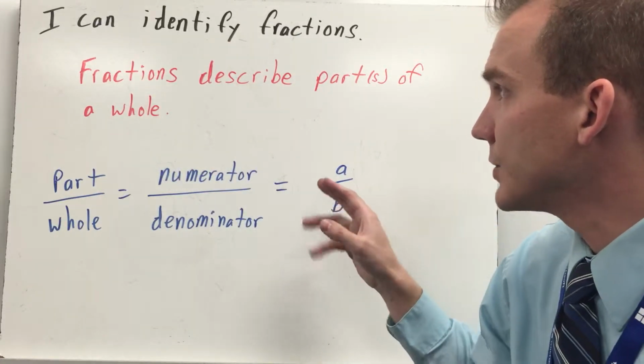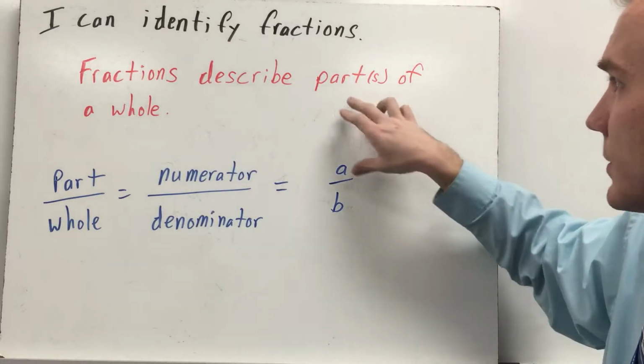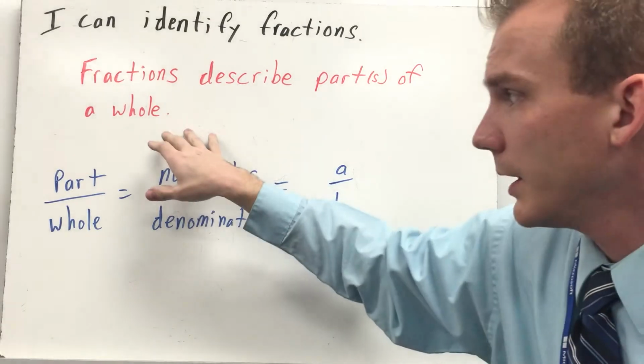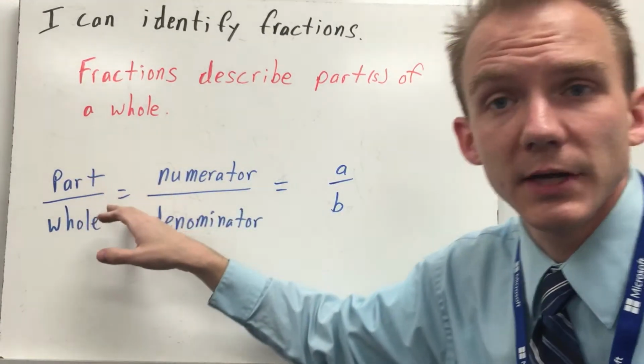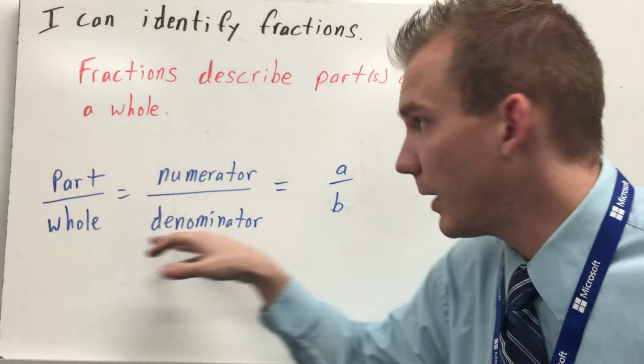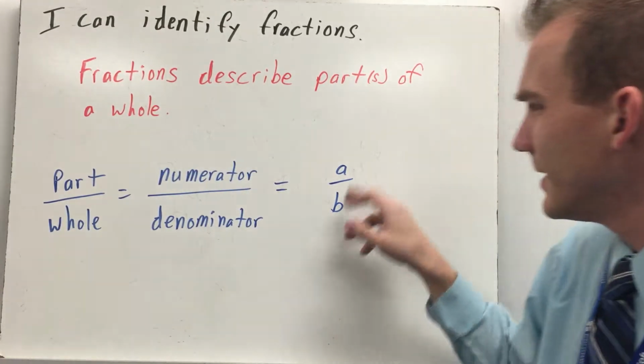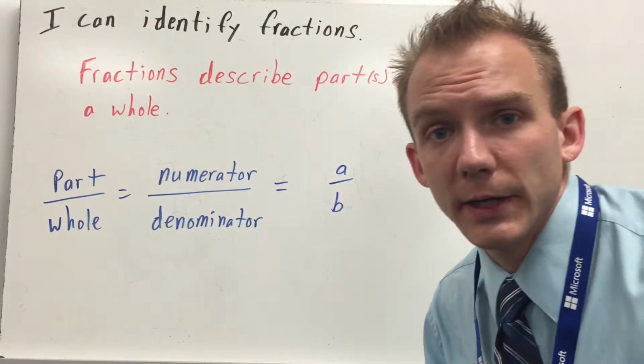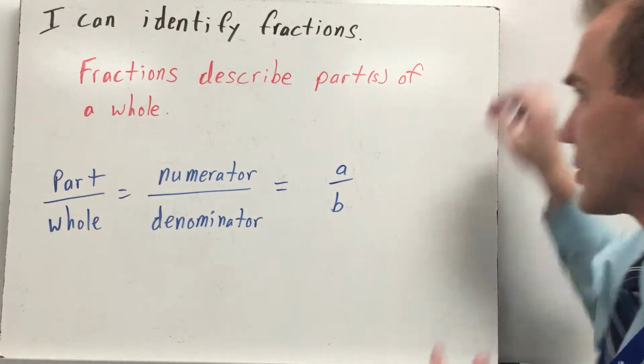I can identify fractions. Fractions describe part or parts of a whole. You always have your part on top and your whole on the bottom. It's called your numerator over your denominator, sometimes represented by A over B. That's how you write a fraction.